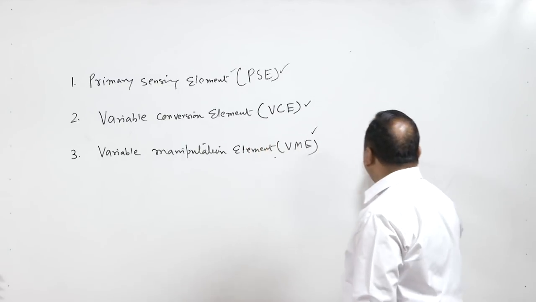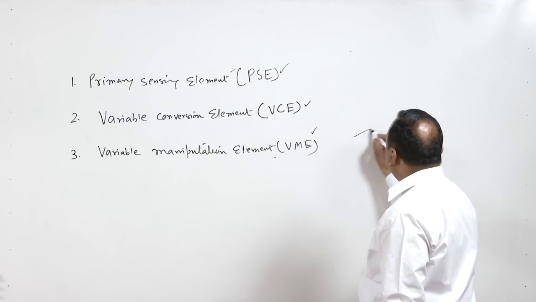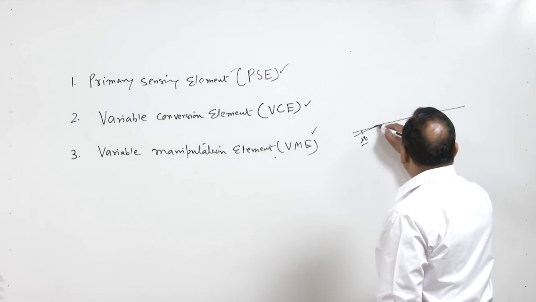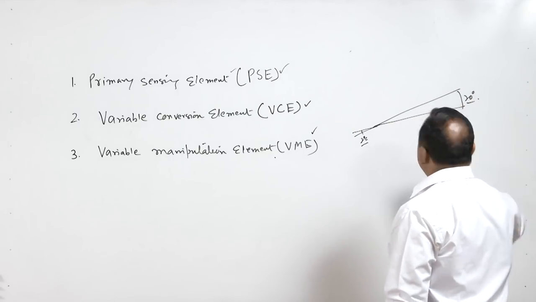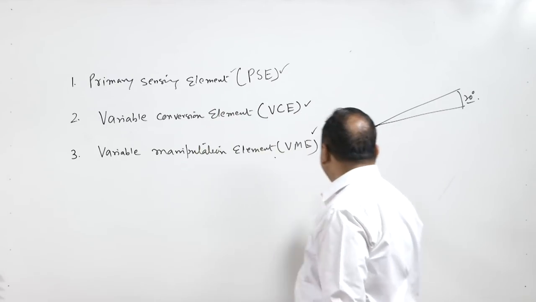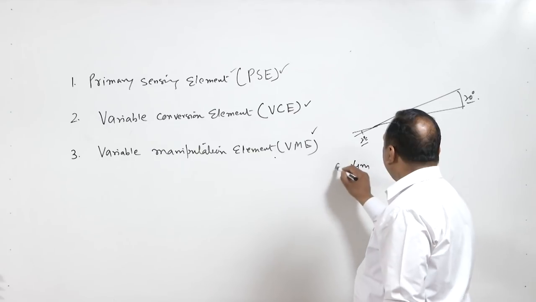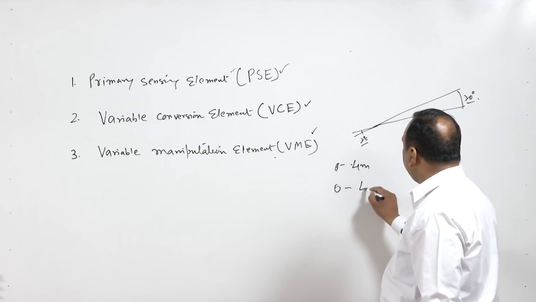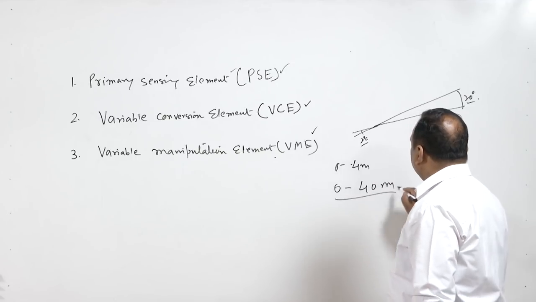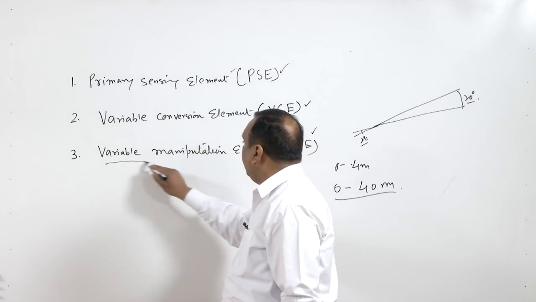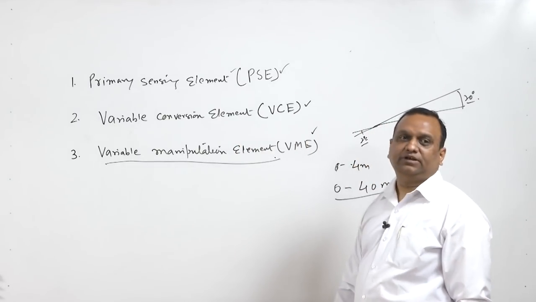Suppose the output deflection is 2 degrees. 2 degrees is difficult to read. So, it will be amplified to, let us say, 20 degrees. That will also increase the accuracy of the measurement. Suppose displacement is 0 to 0.4 mm. Then the displacement will be changed to 0 to 40 mm. So, these types of elements are known as variable manipulation elements.